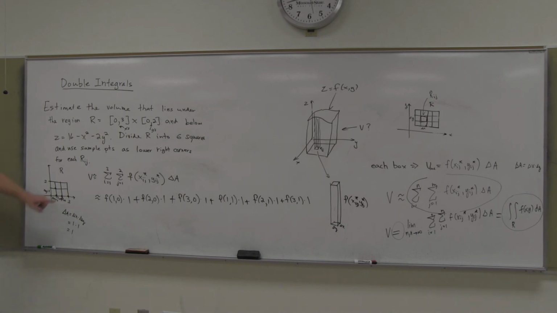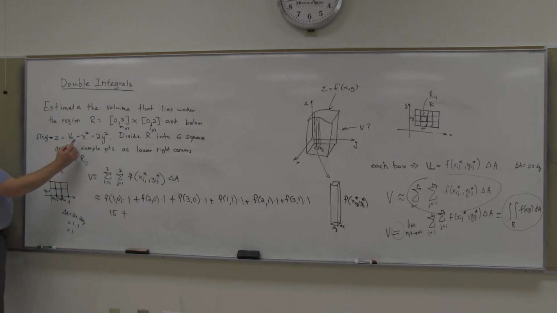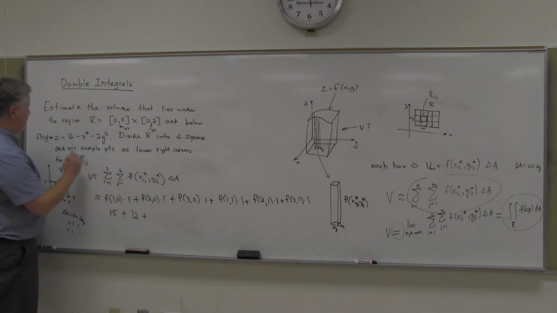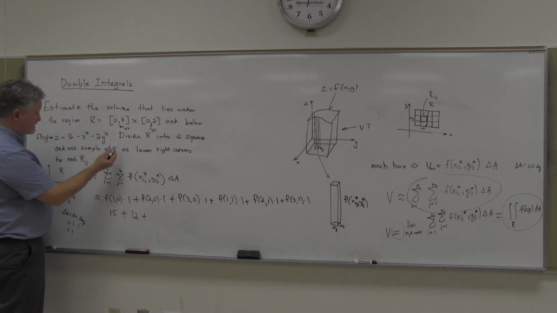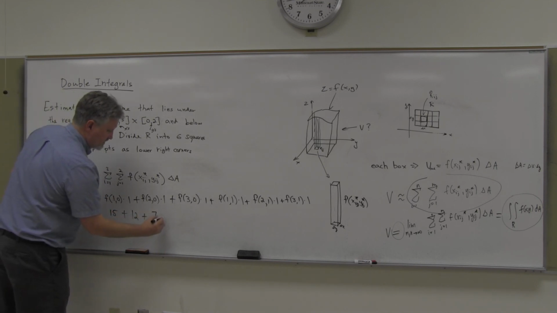Good with that? All right, so to get this value, we just go back to the original function. This is our f of x, y right here. So we're just going to plug in the x and y. For 1, 0, x is 1, so that'd be 16 minus 1, 15. For 2, 0, x is 2, 16 minus 4, that'd be 12, times 1, which is 12. For 3, 0, it'd be 16 minus 9 minus 0, 7 times 1 is 7.